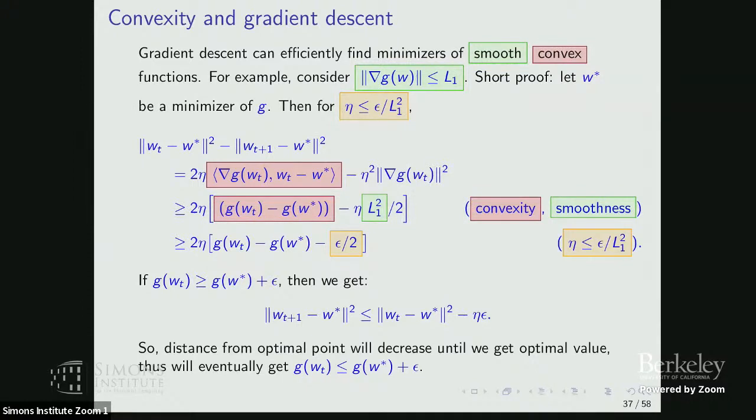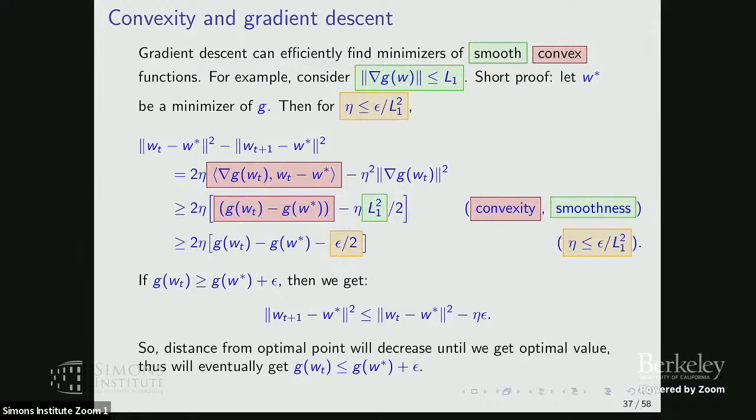From here, we just argue inductively. Let's suppose that at time t, the function value at time t is bigger than the minimum value achieved plus some epsilon. We want to say that eventually this condition is not satisfied, but let's just consider every iteration while this is satisfied. So if g of W_t is bigger than g of W star plus epsilon, what we're left with is 2 eta times epsilon minus epsilon over 2, so we just get 2 eta times epsilon over 2, which is just eta epsilon.